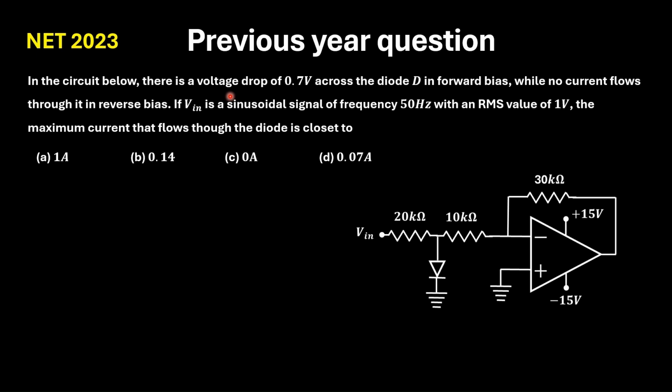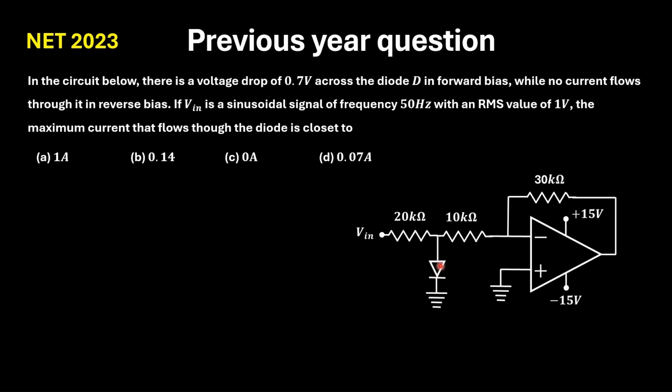So in this question, a circuit is given and it is said that the voltage across the diode, when it is in forward bias, is 0.7 volt, and when it is reverse bias, no current flows through the diode. The input is a sinusoidal signal of frequency 50 Hz and RMS value is 1 volt. Now, if the diode is reverse bias here, then zero current will be flowing.